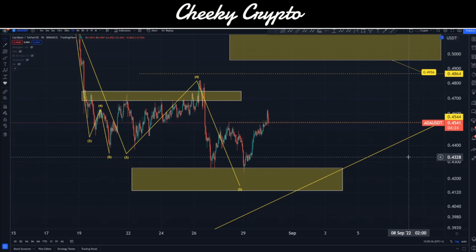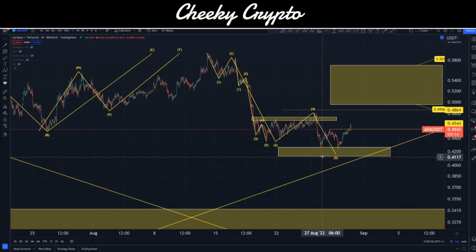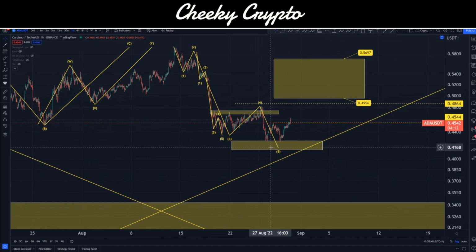Okay, let's get started with this analysis on Cardano. We're paired up with USDT on the hourly chart and Binance is the data source. Now, if I just zoom out of this for a fraction, you can see that we're talking about this 5-wave drop to the downside. We have already met the minimum expectations on this 5th wave.